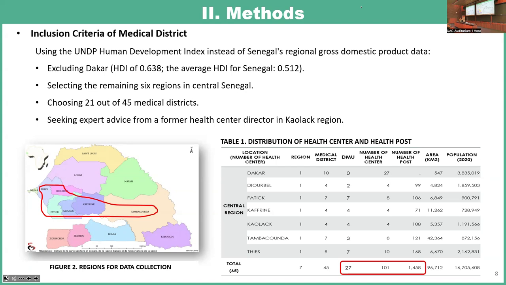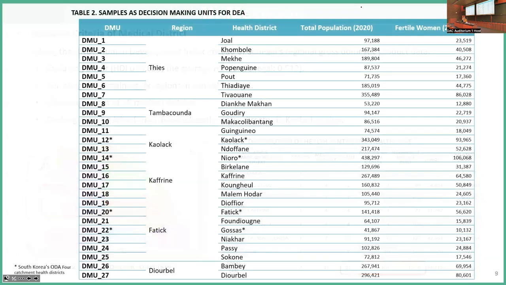Out of 45 medical districts, we got advice from the director of a health center who visited Korea to make our analysis DMUs. We call them decision-making units, the health districts in DEA analysis, with more similarity within the region. So we chose 21 medical districts out of 45.